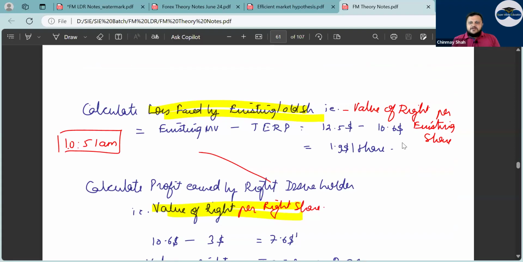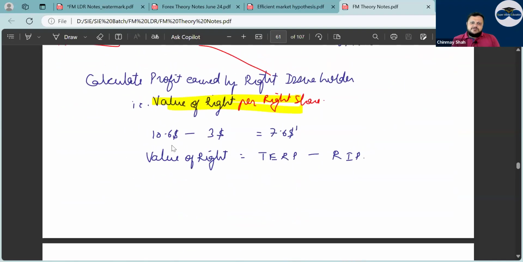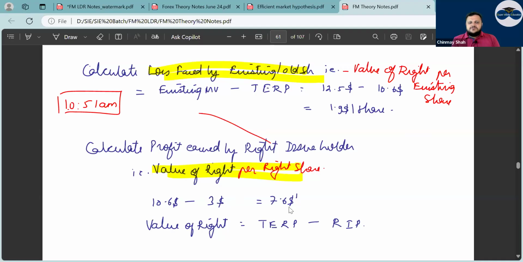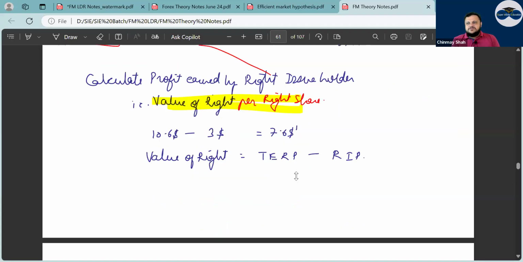Value of right per existing share is what? Existing market value minus TERP. See, loss of existing shareholder is value of right per existing share, and profit of the right shares is nothing but value of right per right share. So TERP minus right issue price is your what? Value of right per right share. Correct. Value of right per existing share is the existing market value minus TERP. Correct. 1.9 and here it is 7.6.